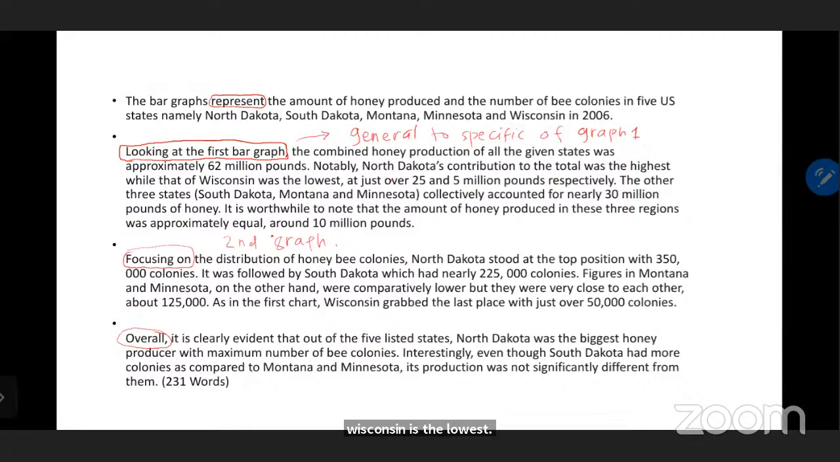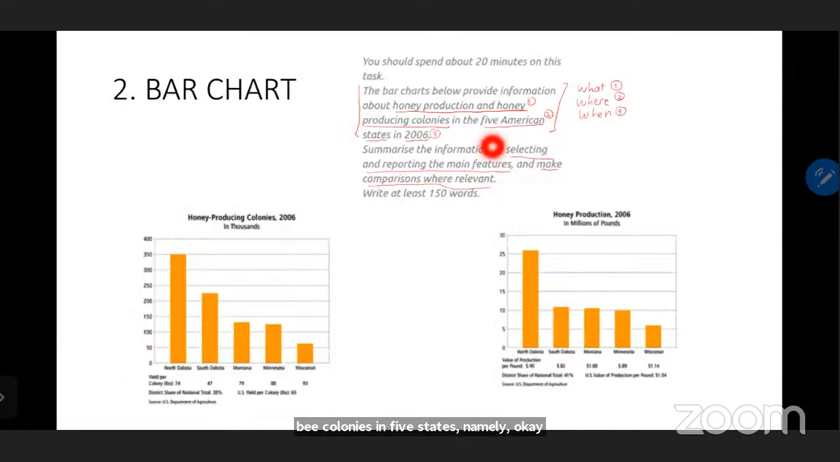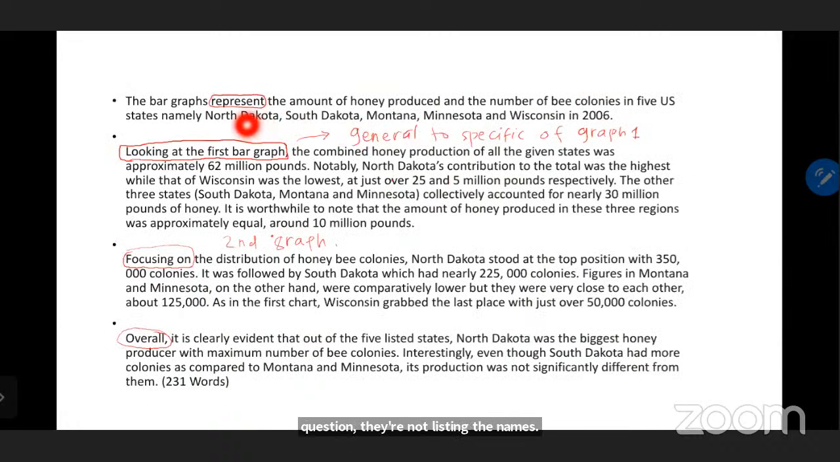Okay, this is the example of the paragraphs. I put them in bullet points so you can tell that it's paragraph 1, 2, 3, and 4. Okay, like I told you before, in the introduction, the bar graph represents the amount of honey produced and the number of bee colonies in 5 states, namely, okay, so in this question, they're not listing the names, but in here, they're listing it. North Dakota, South Dakota, etc. in 2006.